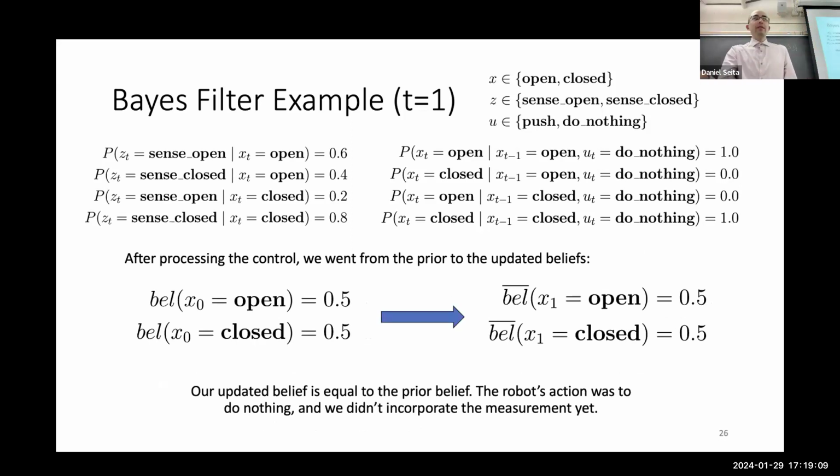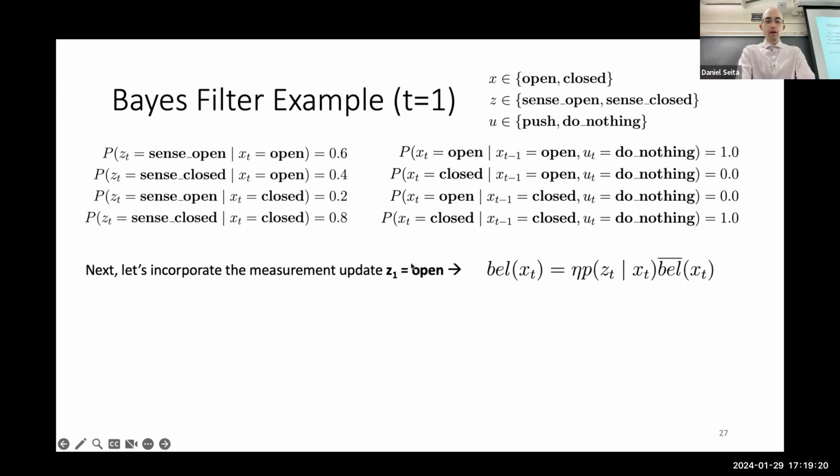Again, our updated belief is equal to the prior belief. But now we're going to incorporate the measurement. The measurement that we got from the robot sensor is that Z1 is open, right? So the sensor reading suggests that the door is open. But then what is the updated belief probability? Well, intuitively, it should show that there's more probability for it being open. But let's actually plug in the numbers and see if it does that. It should do that. Otherwise, it's a strange sensor.